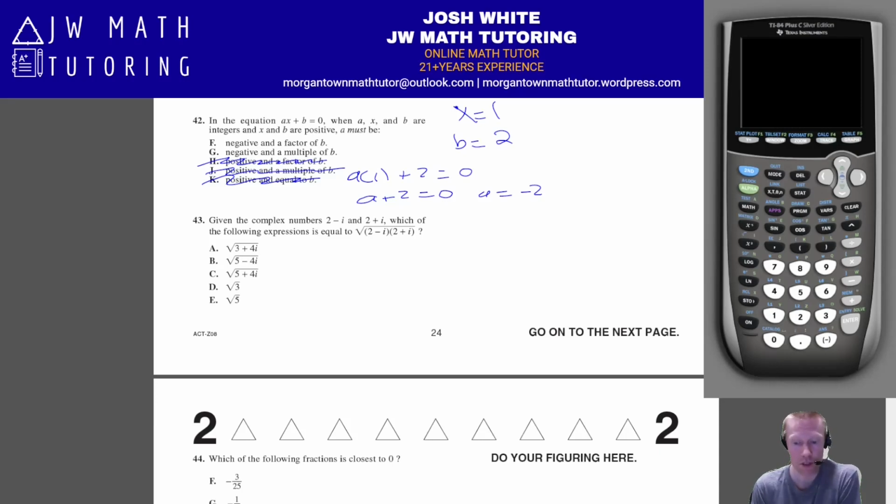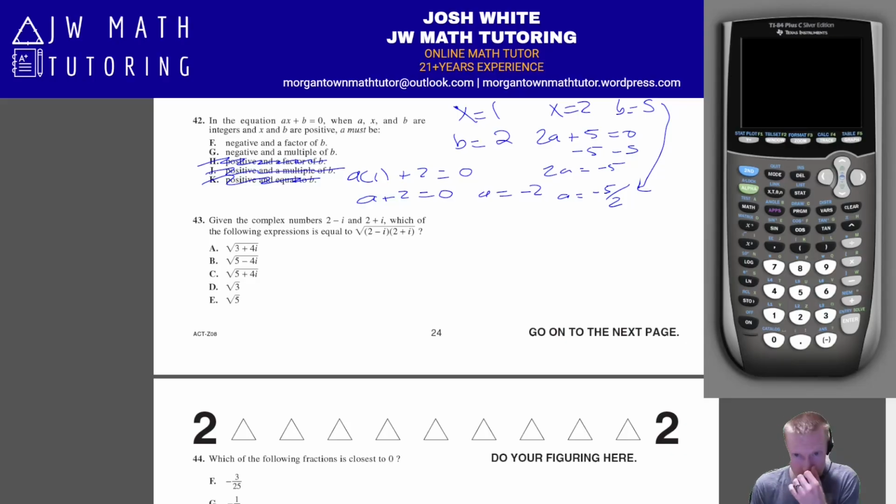The way you could check that is by just picking a different set of numbers. Say x is 2 and b is 5. So now we have 2a plus 5 equals 0. And you get 2a equals negative 5, so a equals negative 5 halves. Okay. So b is 5, and a is negative 5 halves.